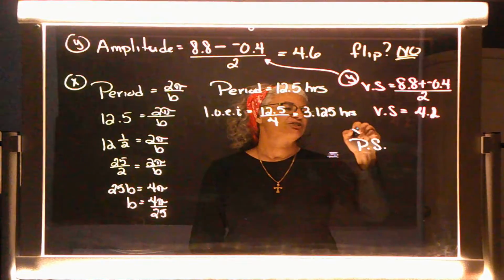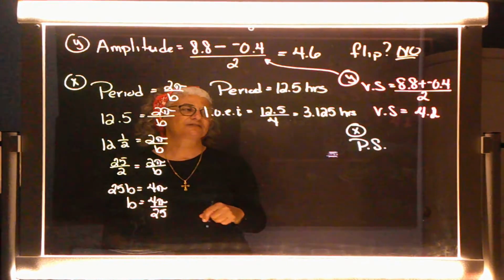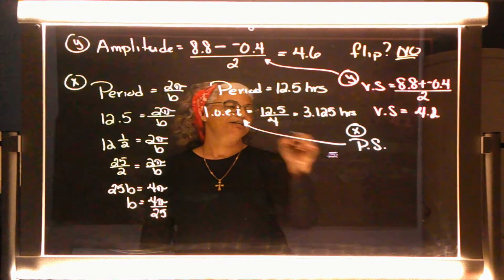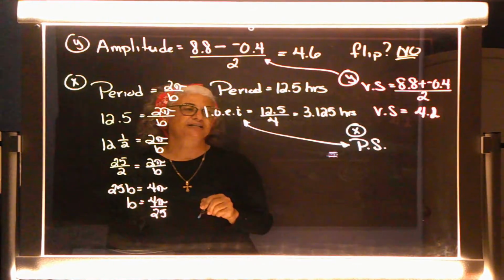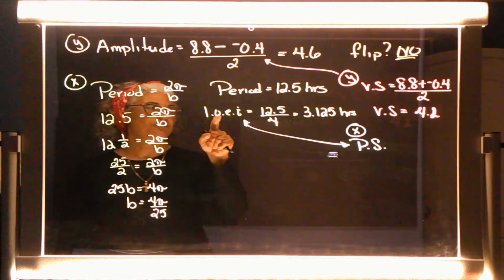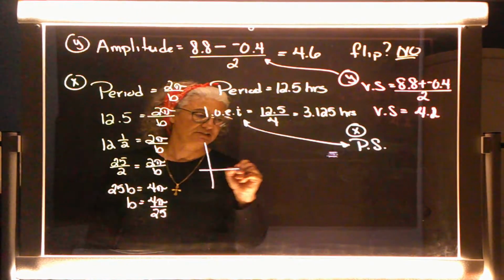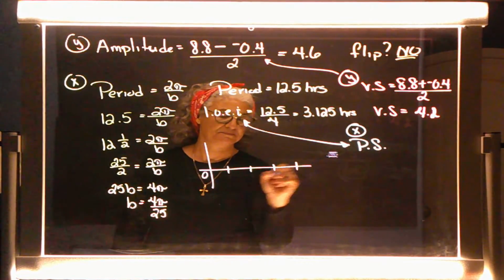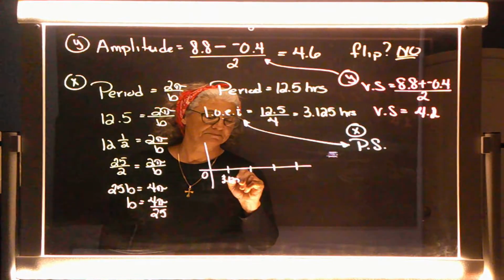After the vertical shift comes the phase shift. And remember, the phase shift is also an x. What helps me find the phase shift? Yeah, LOE. LOE and the phase shift are connected. So here's the deal. Let me go back to LOE. It's a sine function. I have 4 intervals, each with a length of 3.125, right?